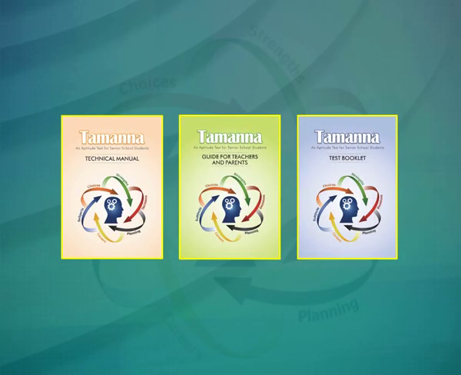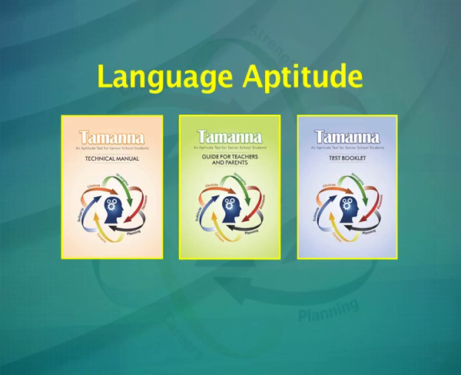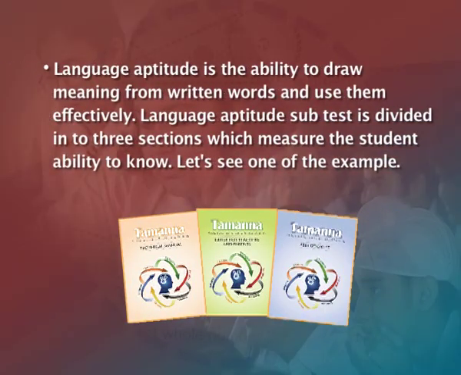Now, let's see the first subtest, which is language aptitude. Language aptitude is the ability to draw meaning from written words and use them effectively. The language aptitude subtest is divided into 3 sections, which measure the student's ability to know. Let us see one of the examples.